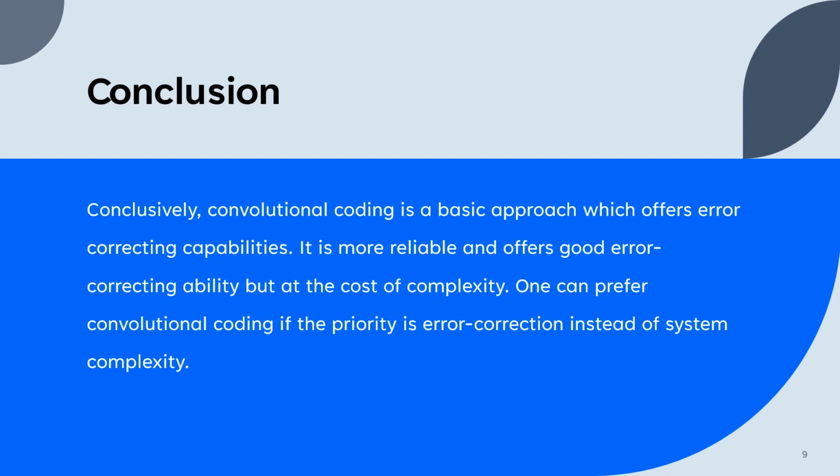Now conclusively, convolutional coding is a good approach for error correction, and it is reliable, but it is more complex to implement as we have to perform the convolution. That is why there are certain drawbacks, but if one would prefer error correction, then he should go for convolutional coding rather than worry about the complexity. So thank you very much.